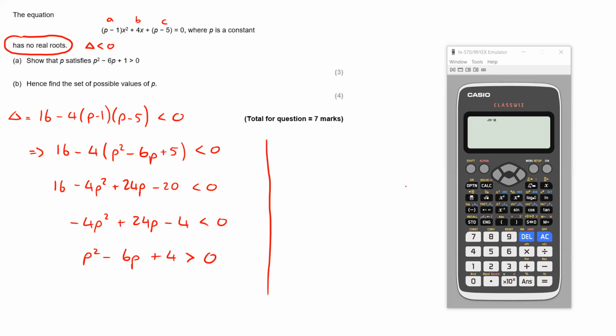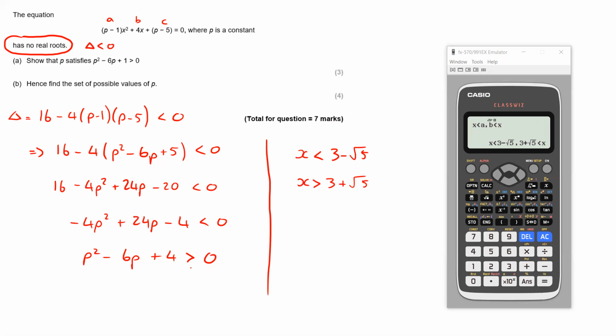Next bit is to find the possible values. I'm going to cheat and use my calculator. So I'm going to go down to option B, which is here. And I'm just going to put these values in. So it's a polynomial of degree 2. And I want strictly greater than, which is option 1. So I'm going to put in here 1P squared minus 6P and then a plus 4 at the end there. I put equals in. It tells me that X is going to be less than 3 minus root 5, or X is greater than 3 plus root 5. And that's okay to get those 4 points.